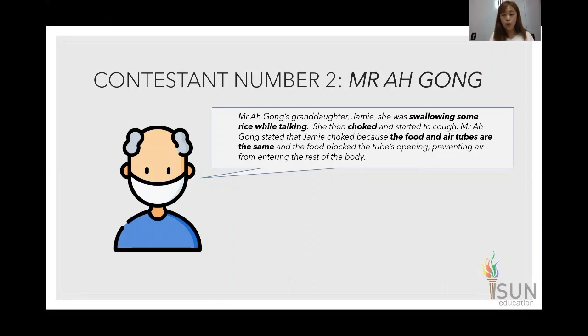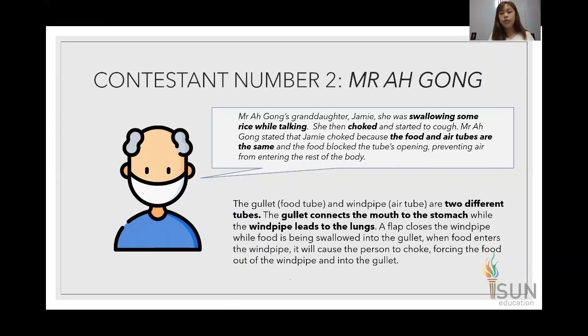The answer is no, he's not right. The gullet, which is the food tube, and the windpipe, which is the air tube, are 2 different tubes. So how do you differentiate these two? Wind is linked to air because when you're blowing the wind, you can feel the air. The gullet connects the mouth to the stomach, and the windpipe leads to the lungs. The windpipe is from the respiratory system, while the gullet is from the digestive system.